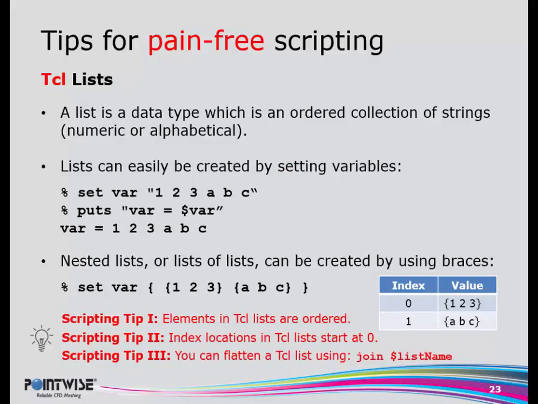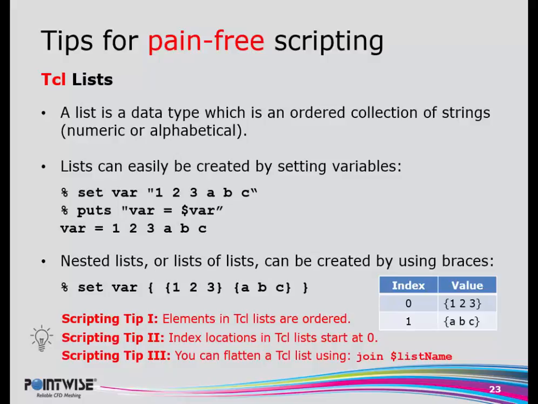Okay, Tcl lists. A list is basically just an ordered collection of strings. Okay, they can be created several different ways. In this example, we're creating it using quotation marks, so we're setting the variable var equal to a list 1, 2, 3 ABC.